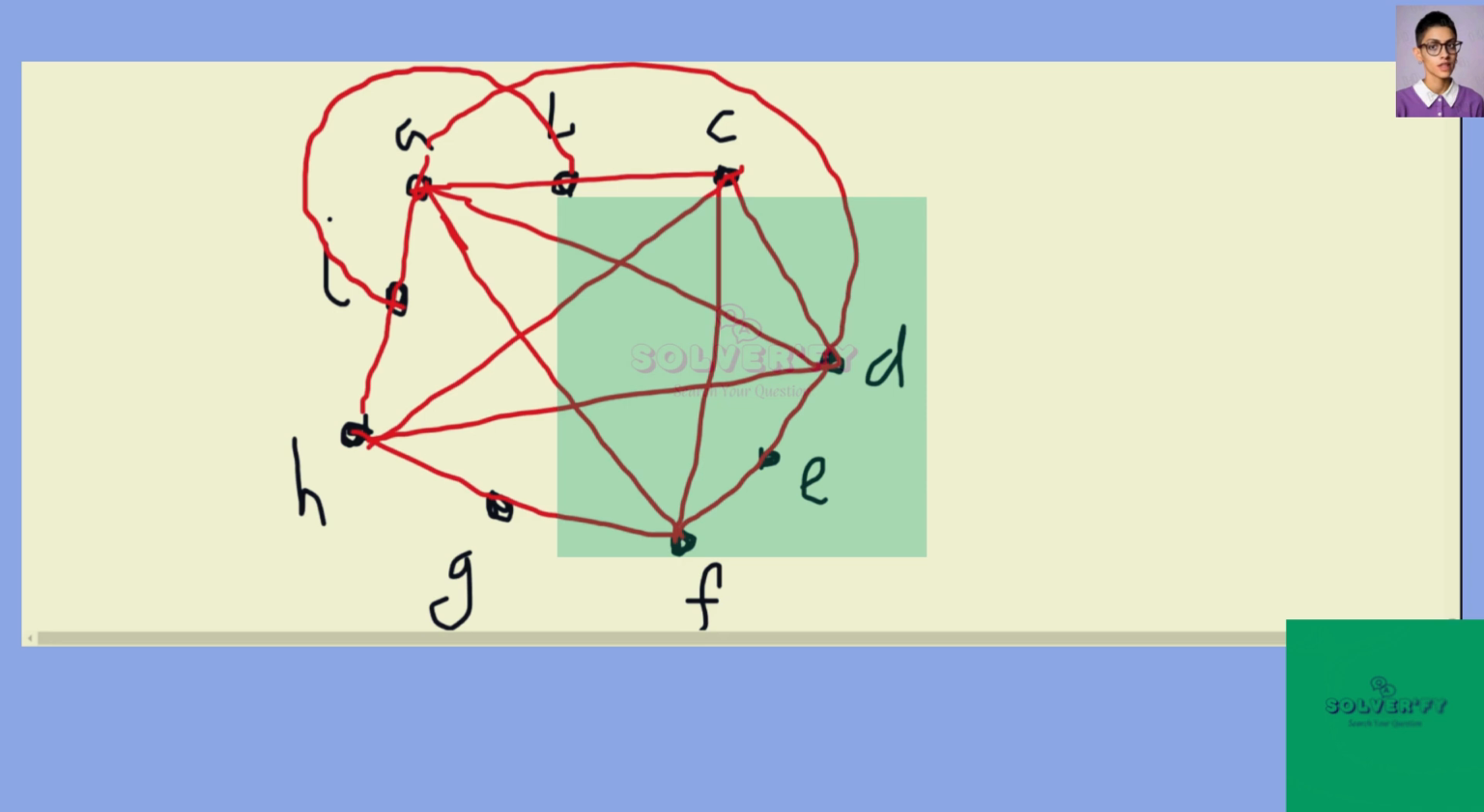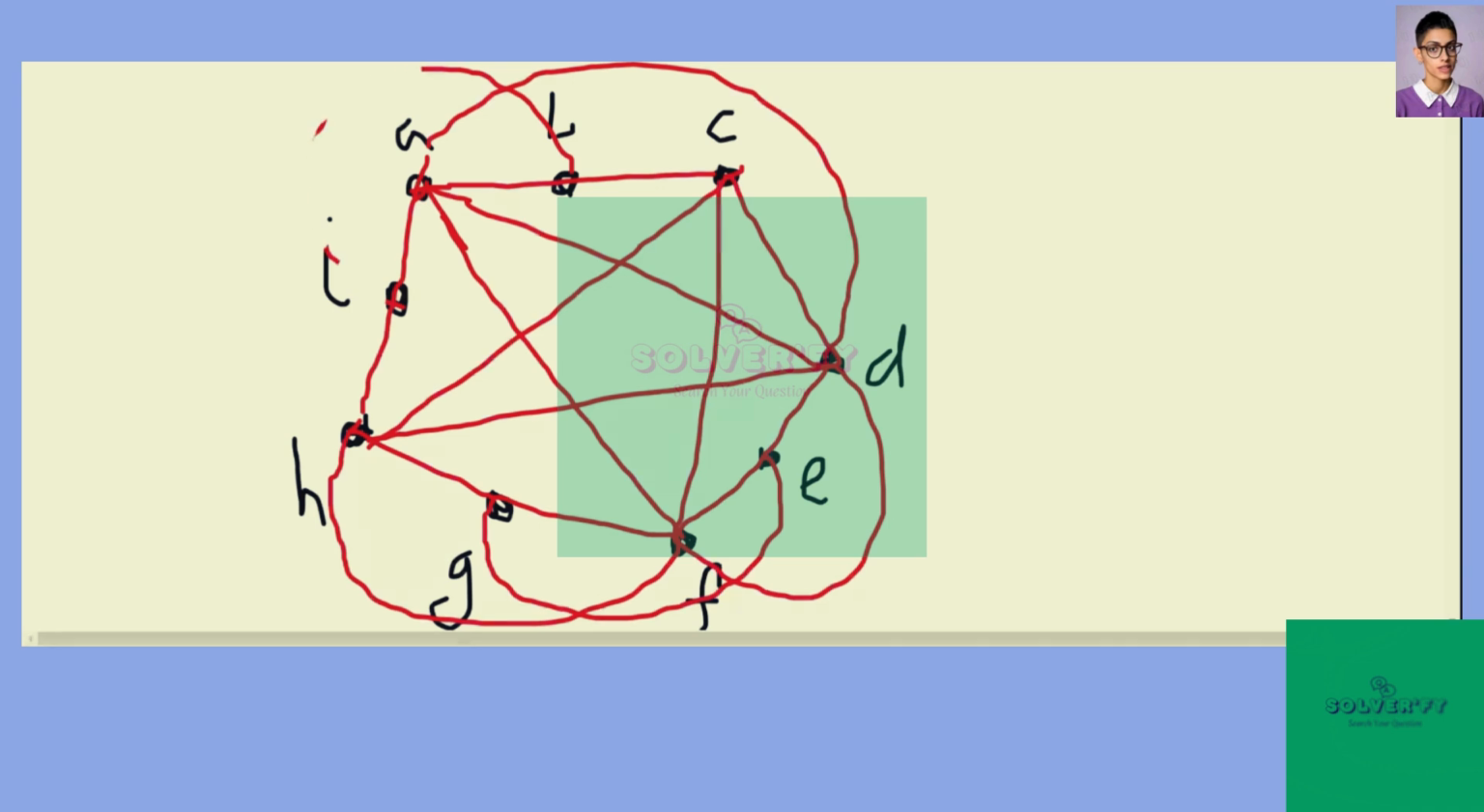And we also have that B shares an edge with I. We see that D shares an edge with F. E shares an edge with G. F shares an edge with H. So this is the graph we're given.